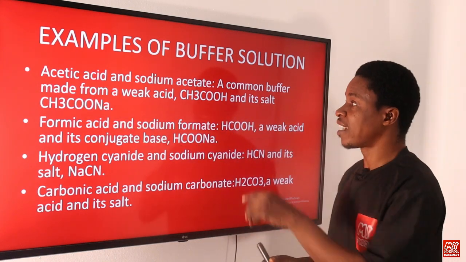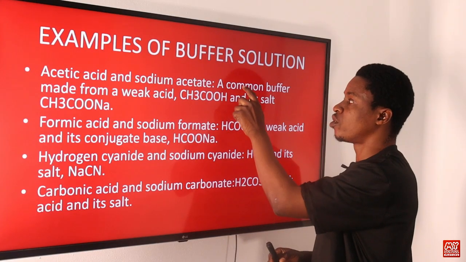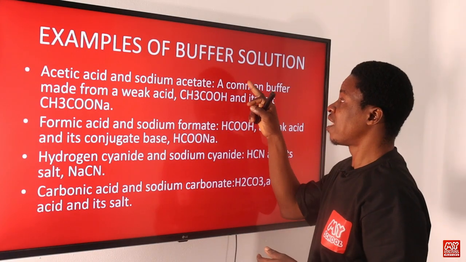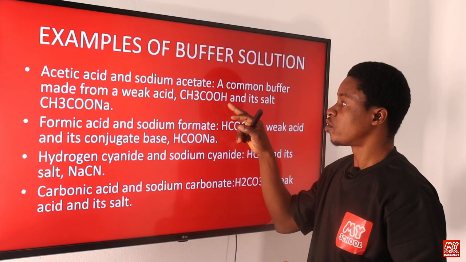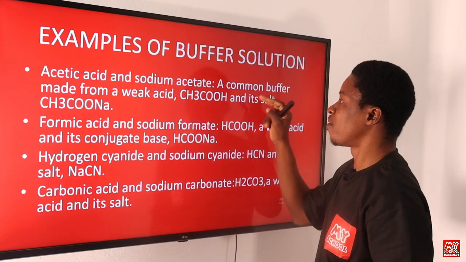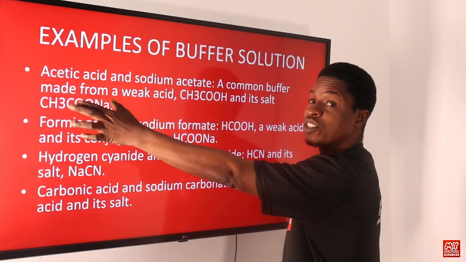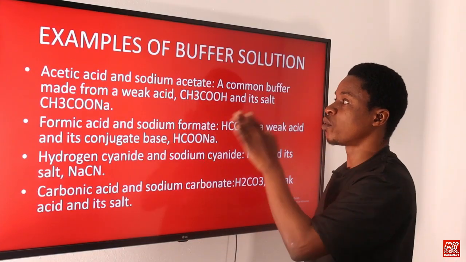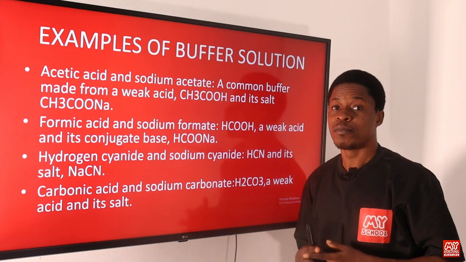Of course, if you react CH3COOH with sodium, which is a metal, or sodium hydroxide, which is caustic soda, that sodium will displace this hydrogen and comes in here to form sodium acetate, and then you have H2O that is formed. So the sodium acetate is actually the salt that is gotten from acetic acid. So acetic acid and sodium acetate is one of the examples of buffer solution.